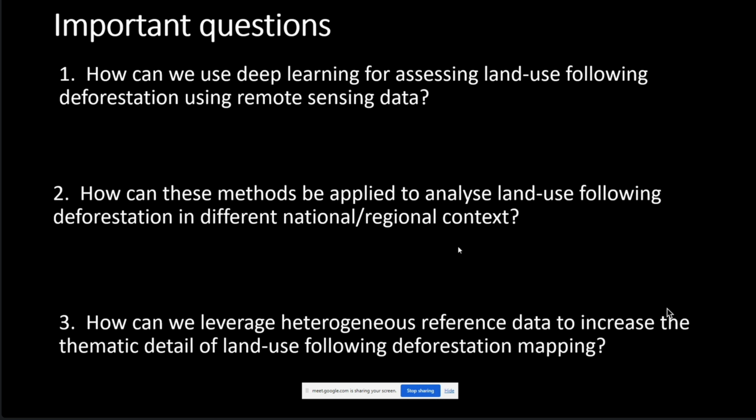And lastly, one of the challenges, at least in the global south, is that there is limited availability of data to train deep learning algorithms. The data we have is few but also scattered. So one question was, how can we leverage this kind of dataset, whether small or few, to try to increase the thematic detail and identify land use after deforestation.